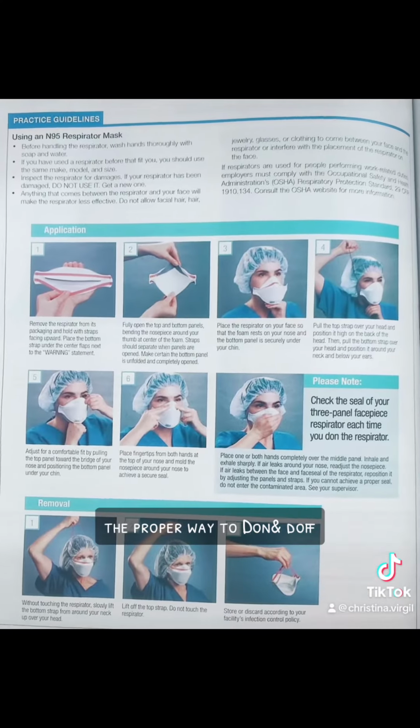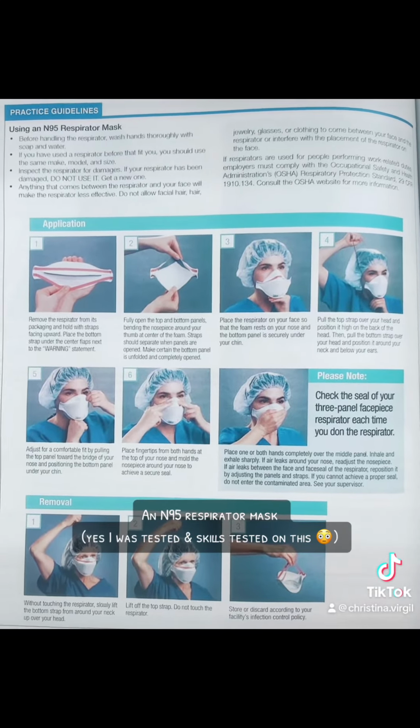Anyway, maybe you'll find this part interesting. The proper way to don and doff an N95 respirator mask. So if you're interested, stitch this.